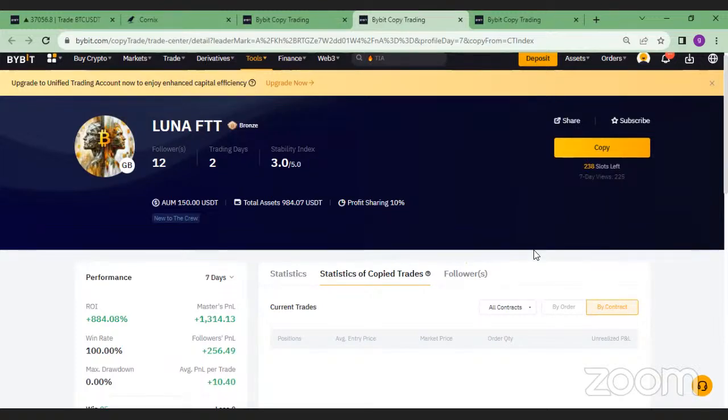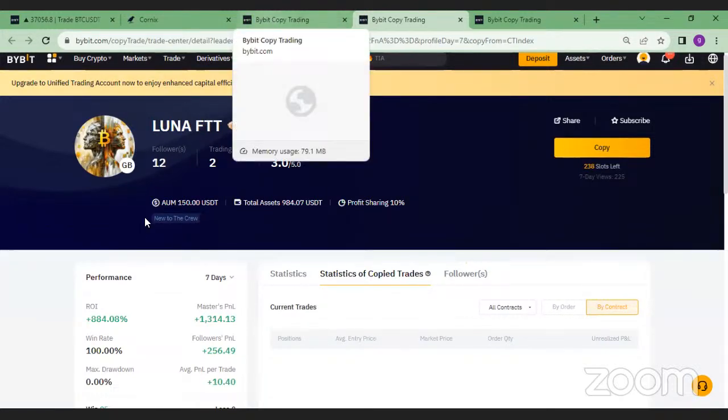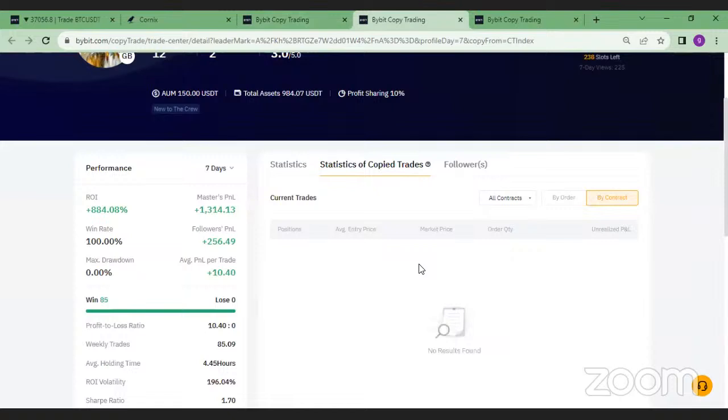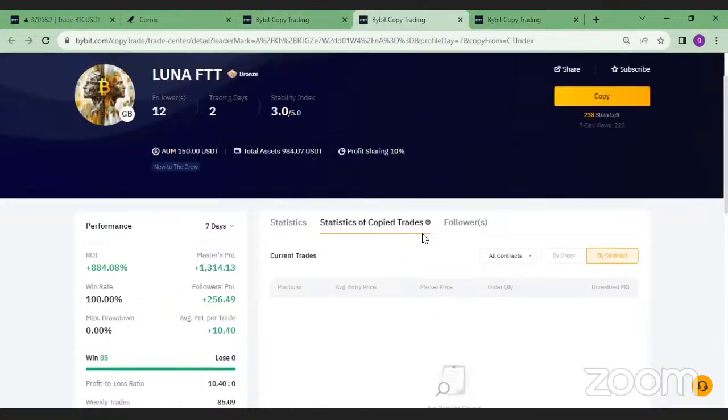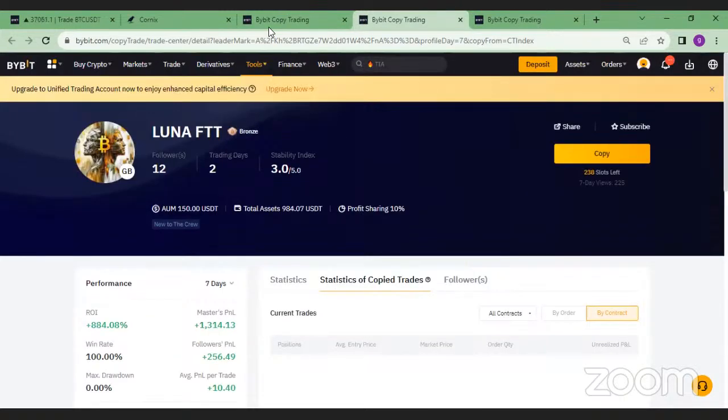owing to the fact that this is a new trader. So you can give this person a try if you want to and just copy the trader there and you are good to go. So whatever the trader takes, okay, and all of that, you'll be seeing the activities on your account as well. All right.